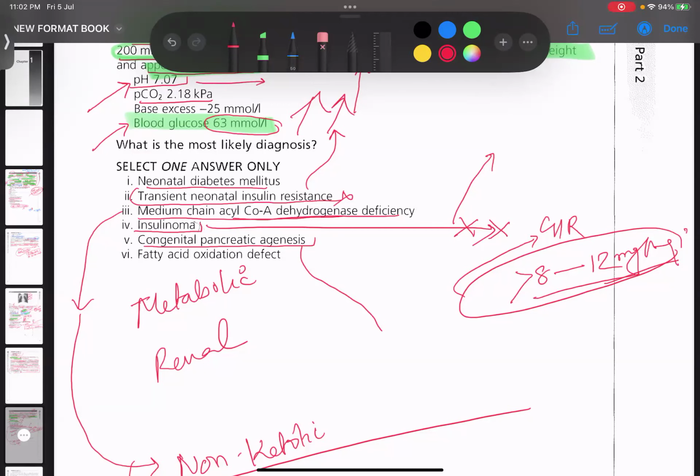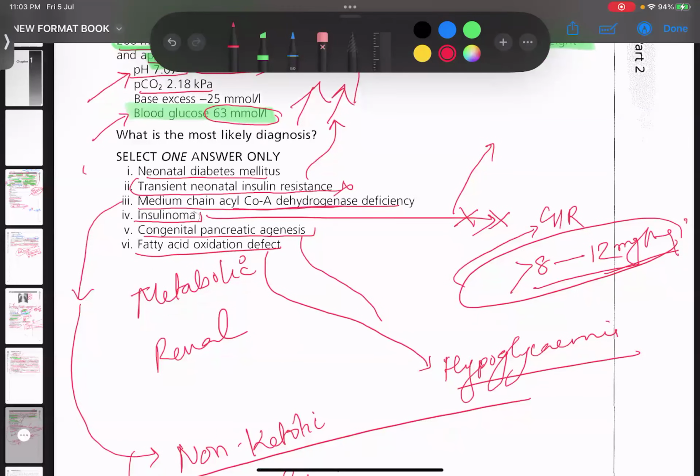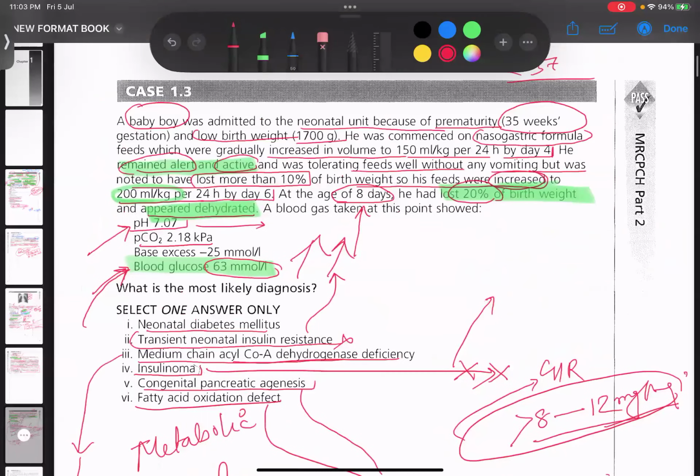Next one is fatty acid oxidation defect. Again, in case of fatty acid oxidation defect, we'll find hypoglycemia. Non-ketotic hypoglycemia is a common feature along with fasting intolerance. They did not give any features or history of hypoglycemia here. Along with that, the blood glucose is pretty high. So it is actually a very simple case, and this case is also mentioned.